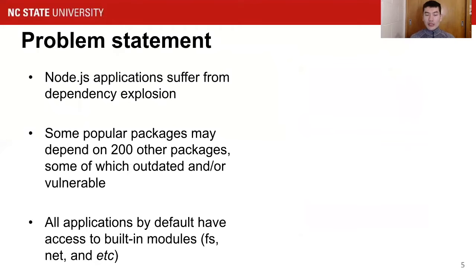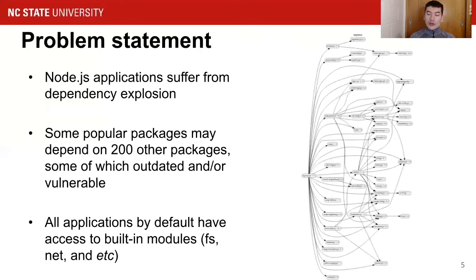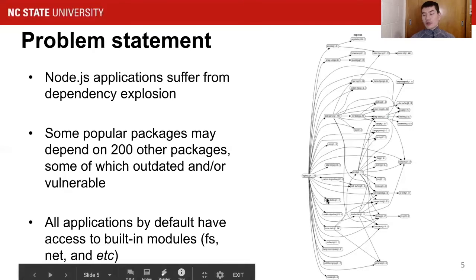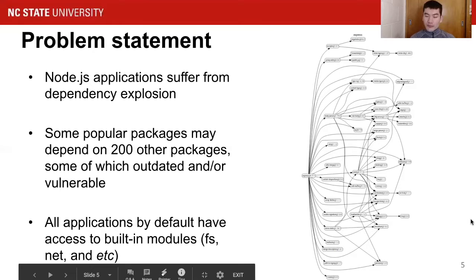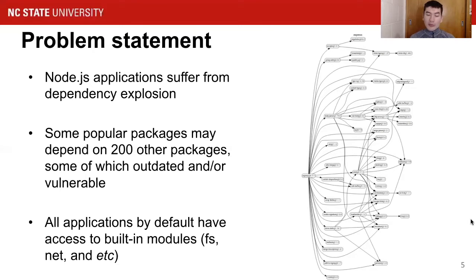So our problem statement is that Node.js applications usually suffer from dependency explosion because of the transitive dependency installations. Here you can see the example of a popular package called Express, and as you can see, it has a lot of dependencies. So when you install Express, it will actually install all the other dependencies that you can see from the graph. Some popular packages may depend on 200 other packages, some of which are outdated or vulnerable.